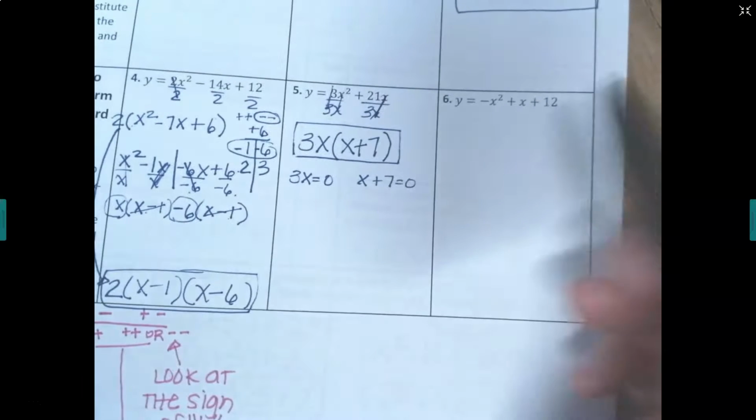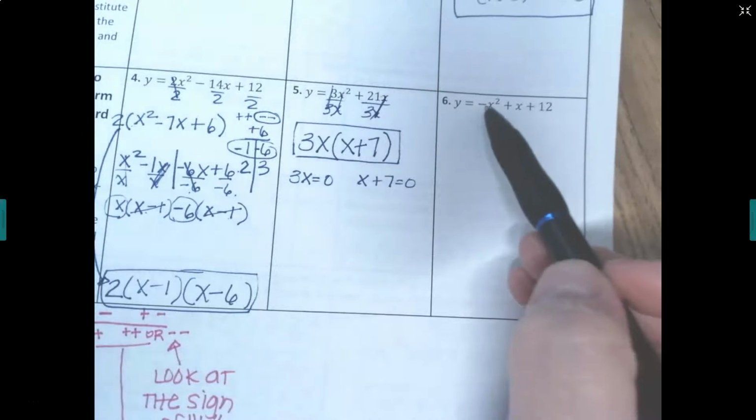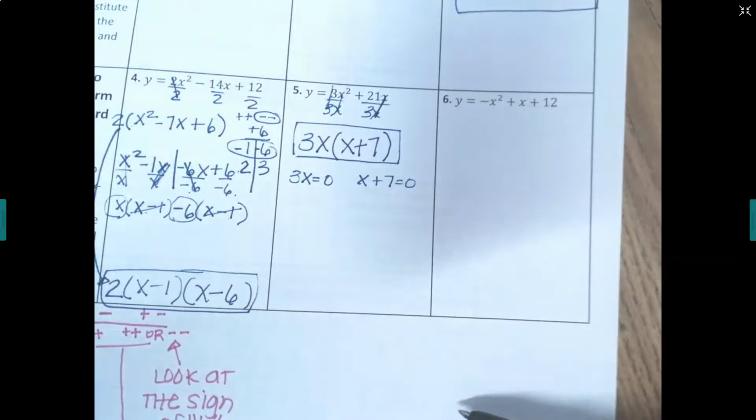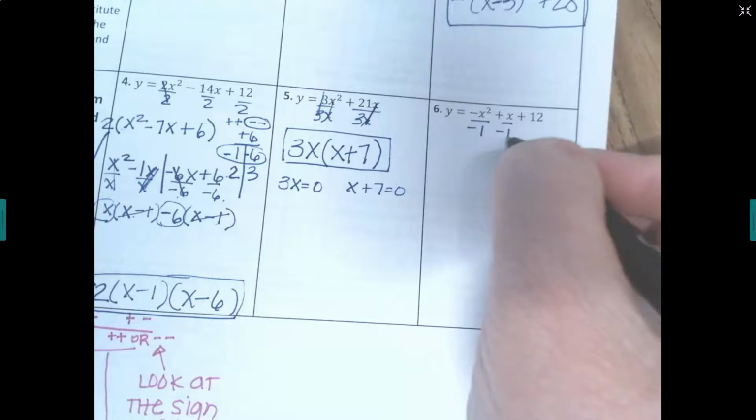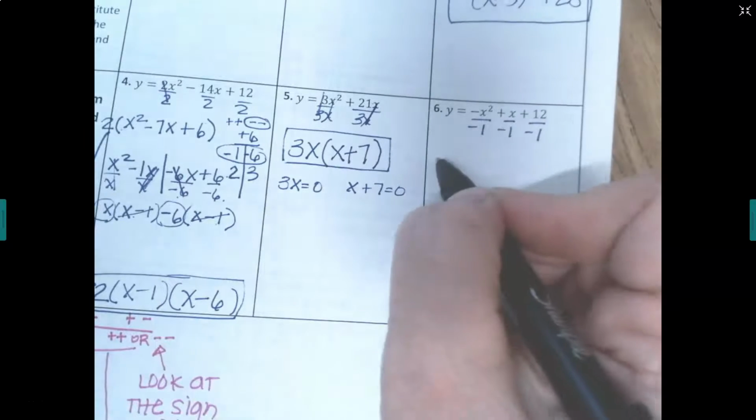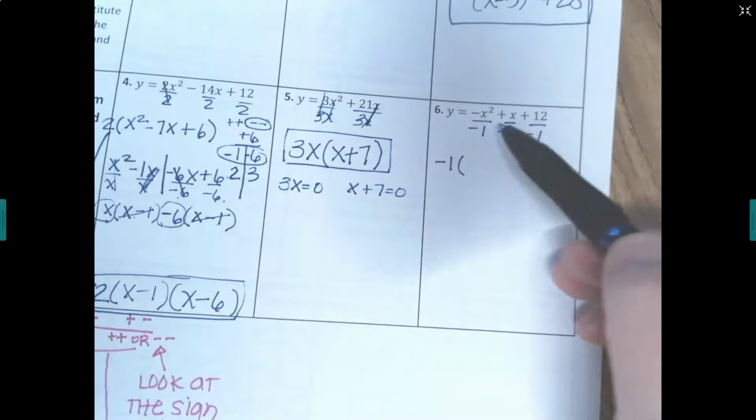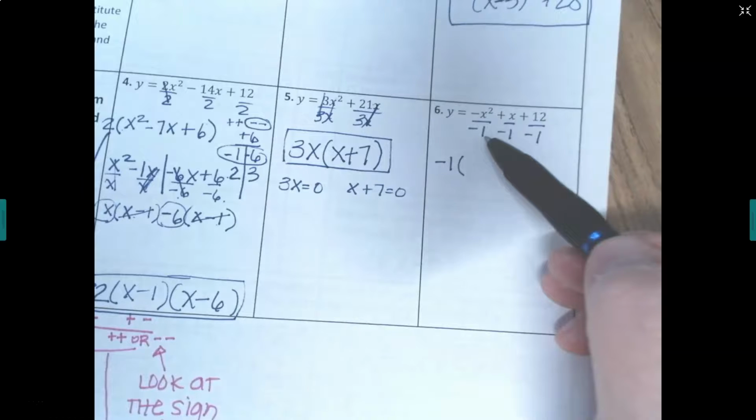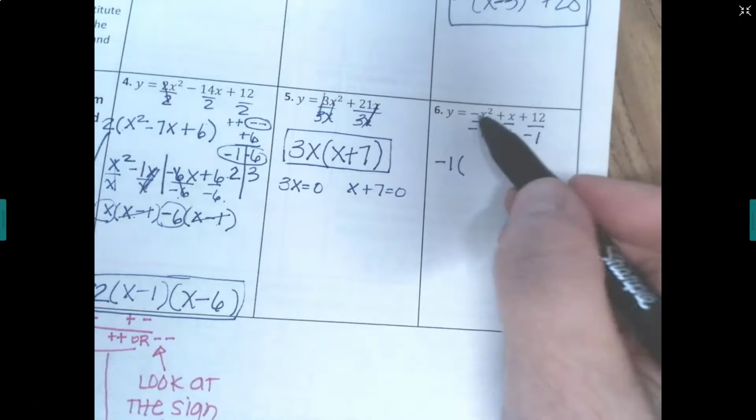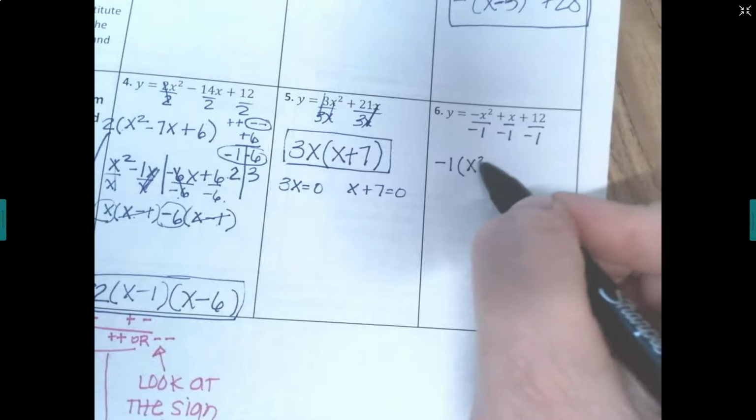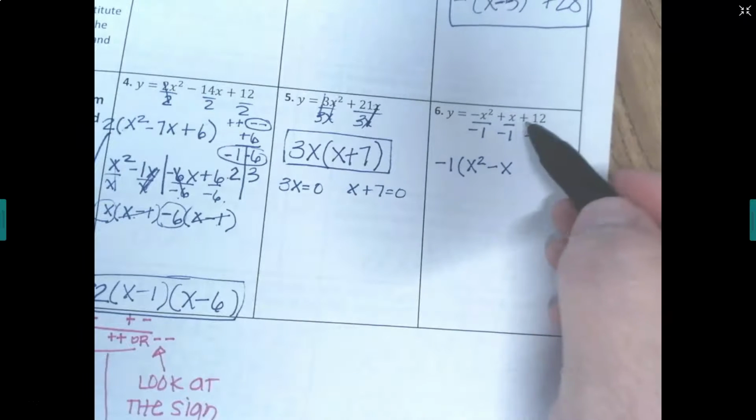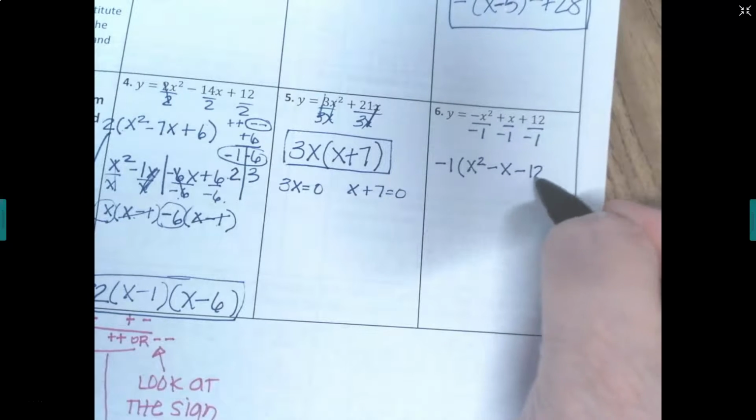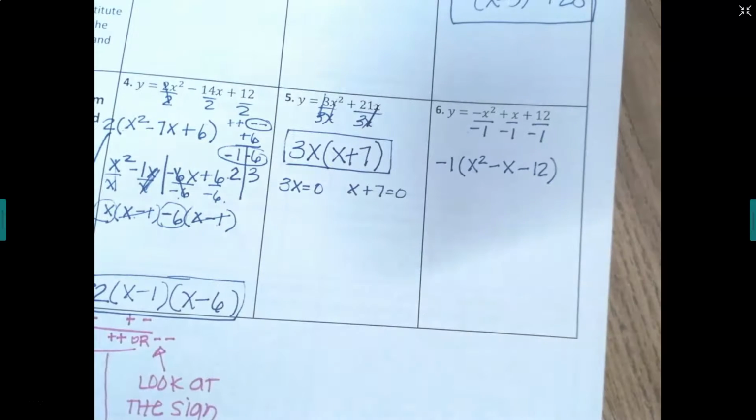Check for GCF. When I look, there is no GCF, but this does have a problem because we cannot factor if your A value is negative. So what we're actually going to take out is a -1. And when I divide by that negative, it changes everybody's sign. It's a 1, so the values don't change, just the sign. So that was -x squared, now it's +x squared. That was +x, so now it's -x. +12 becomes -12.